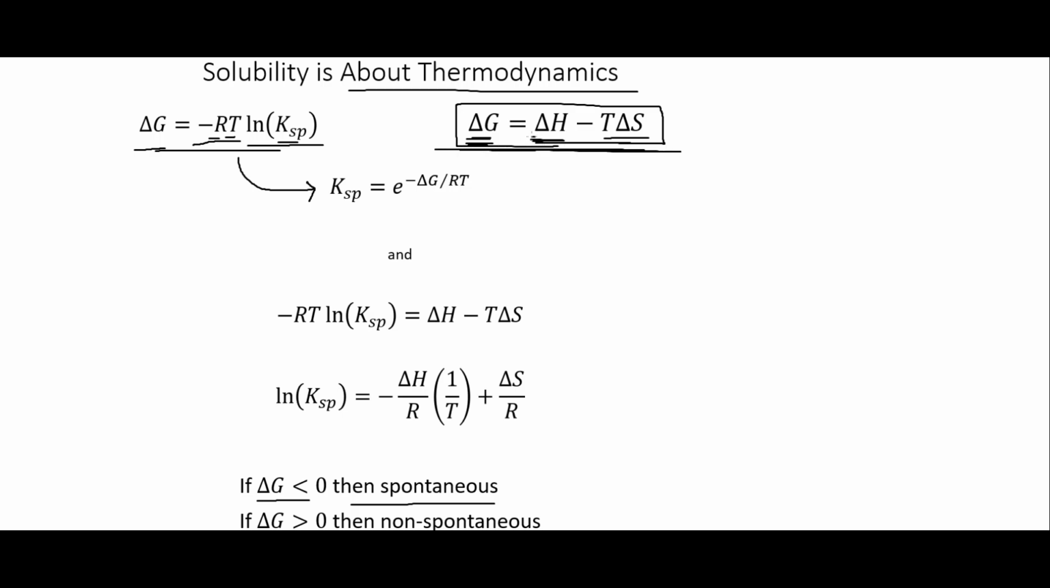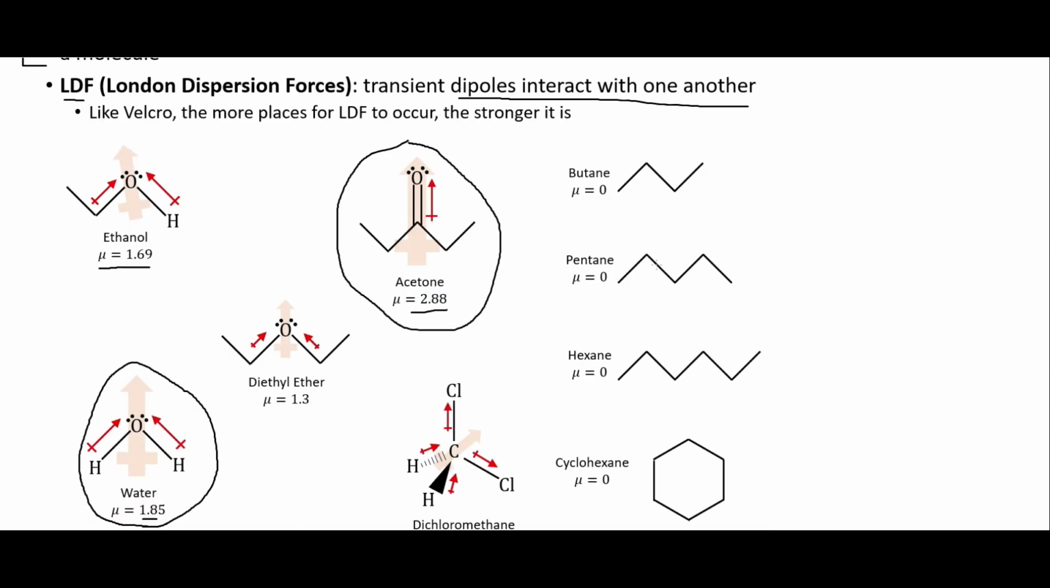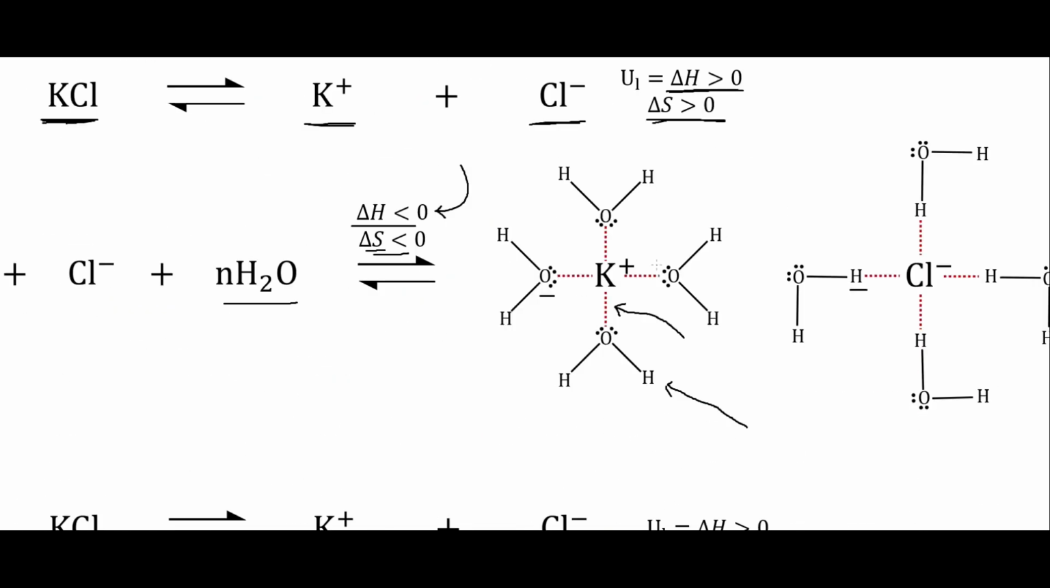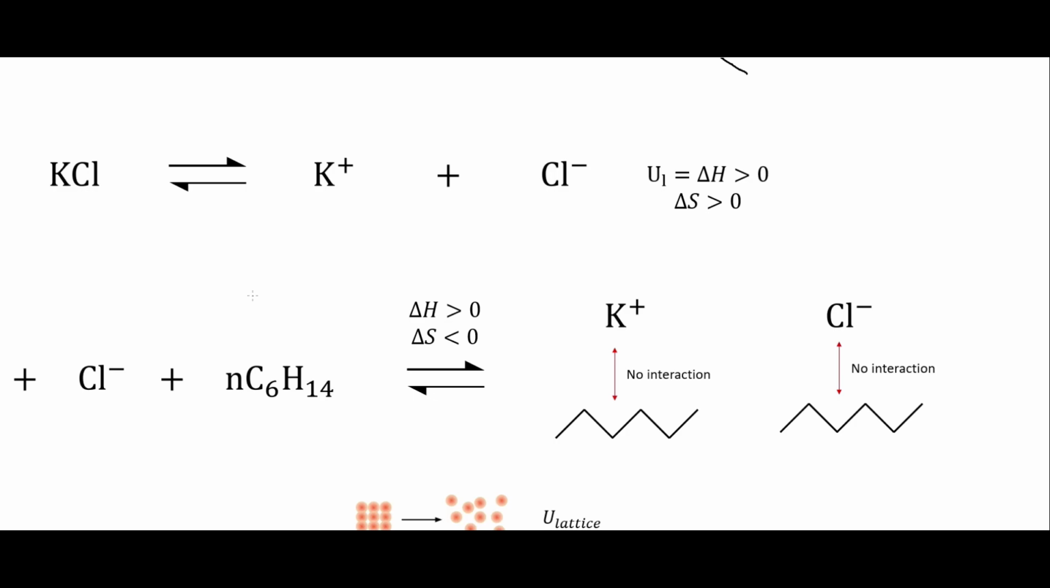And so we want to put those things into this and see if we get a delta G. And if we do get a negative delta G from that, then this is going to be a spontaneous process and it will then be soluble. So we can also think about this when we are looking at a non-polar solvent.